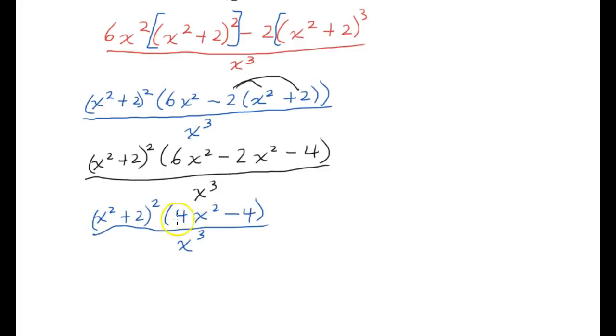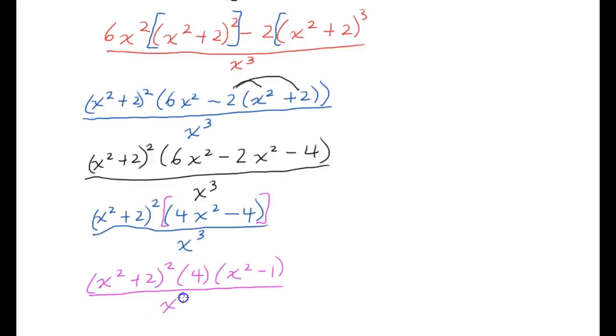Now what we can do is clean this up a little bit. I'm going to factor a 4 out of just this. So what will we have left? We'll have x squared plus 2 quantity squared, times 4 times an x squared minus 1, all over x cubed.